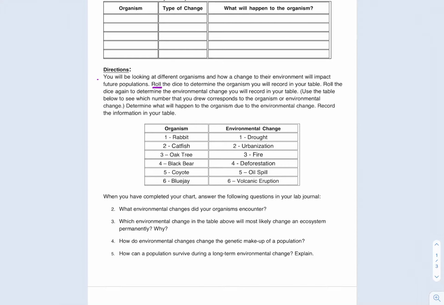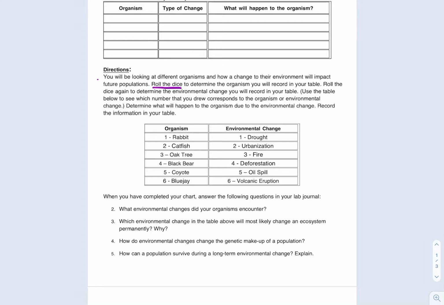You're going to roll a dice to determine the organism you're working with, and you'll record that in your table. Then you'll roll it again to determine the environmental change. In the past, if we did this in person, you would have an actual dice that you're rolling. I'm going to give you a link, actually, it's pasted in your notebook. You click the link and it takes you to a website that has dice, so don't worry if you don't have them at your house. Thank goodness for the internet.